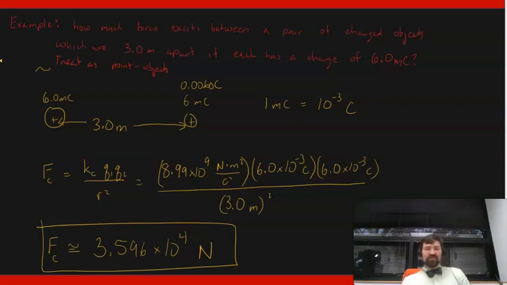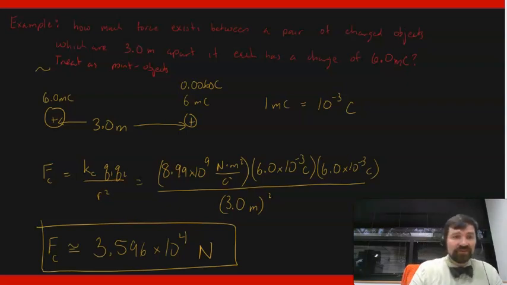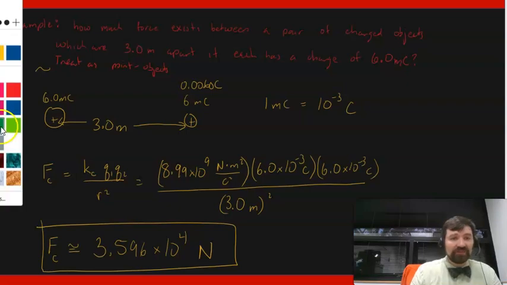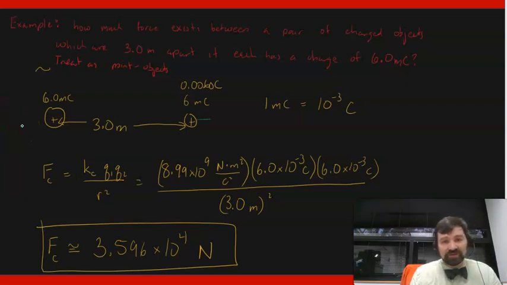This force is repulsive, so if I was going to draw a free body diagram here, showing the direction of these forces, this one would have a force this way. This one would have a force this way. We could call this force 1 acting on 2. This would be force 2 acting on 1. And then the other one would be the force of 1 acting on 2.